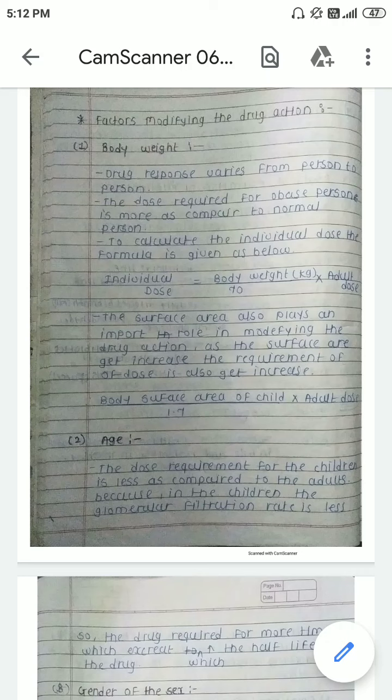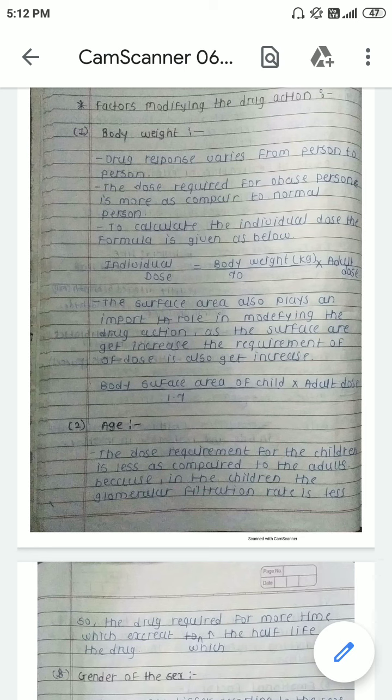In the last lecture, we have seen the pharmacokinetic parameters, that is absorption, distribution, metabolism and excretion, that is ADME. Now we will start with various factors modifying the drug action. As we know, every drug and its action gets modified because of various parameters or factors, which are as follows. Now we will see each factor one by one in detail.